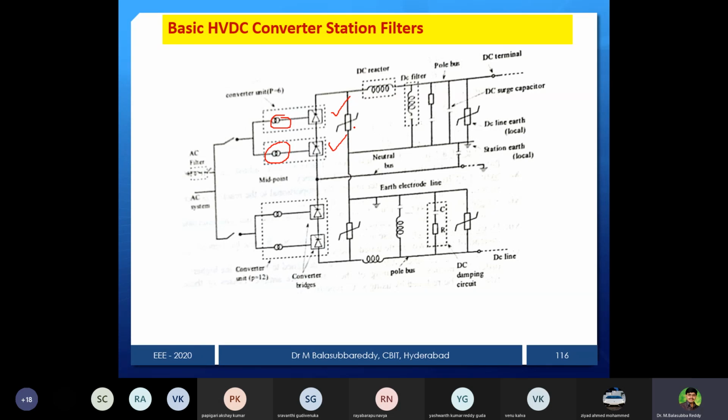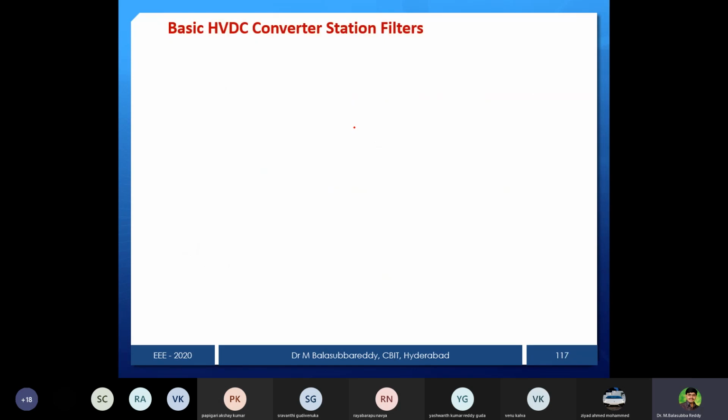You can share it. And this is the actual structure. There is a single tuned filter, and then the DC reactor, and then earth, all these things, arresters. So a lot of protection circuits are there.